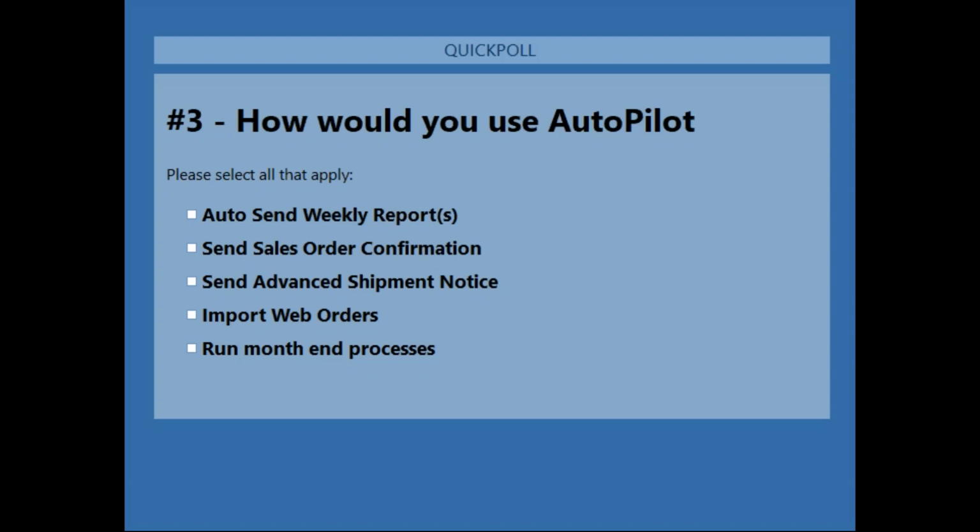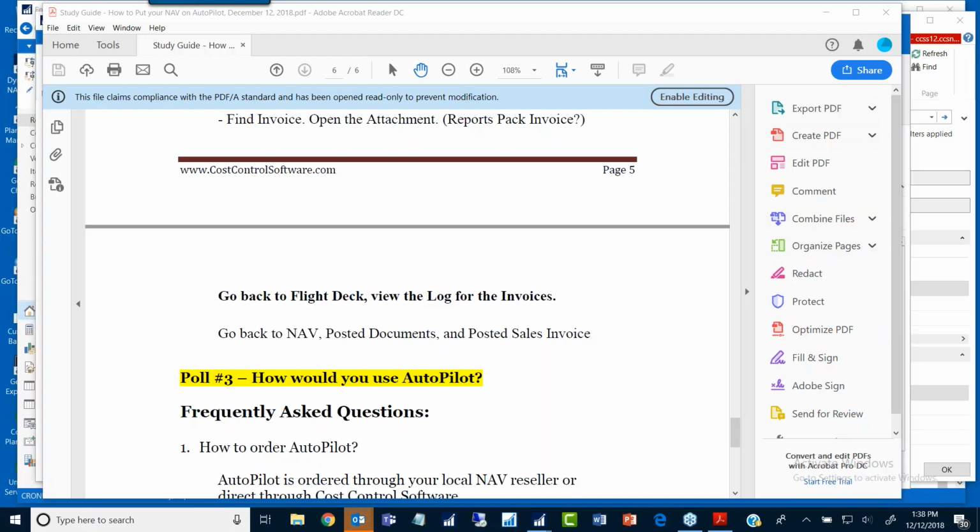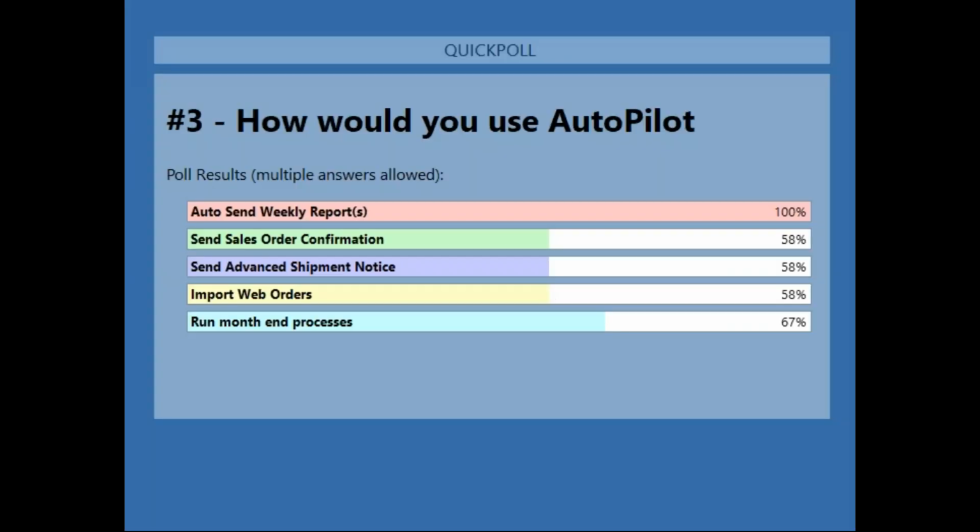80% voting. Okay, so let's see what the people are saying here. I'm going to share this back with you. Everybody likes the idea of auto-sending weekly reports. That was the first thing I showed you. 58% send sales order confirmations. 58% send advanced shipment notices. And import web orders, quite a few people like that one as well.